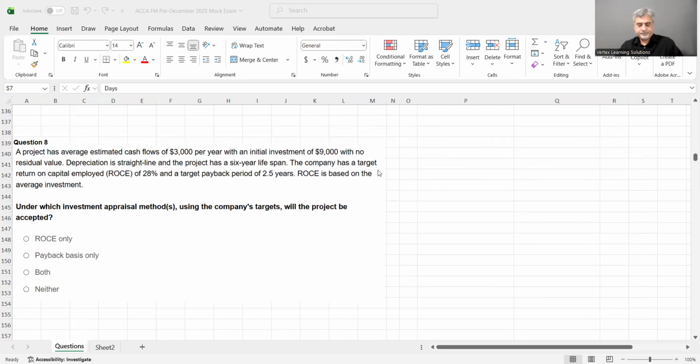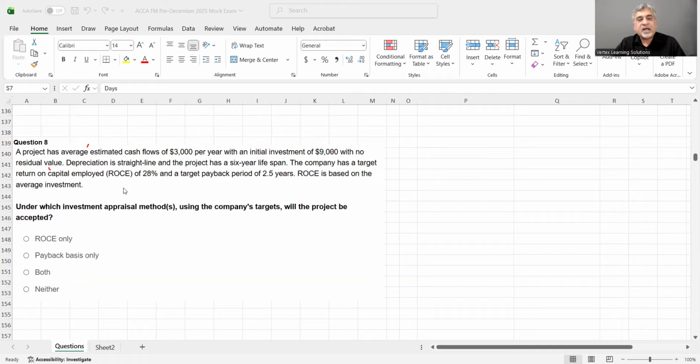Question number 8. A project has an average estimated cash flow of 3,000 per year with an initial investment of $9,000 with no residual value. Depreciation is straight line, and the project has a 6-year lifespan and no residual value. All of the 9,000 will be depreciated within 6 years.